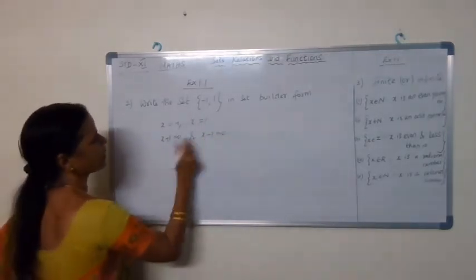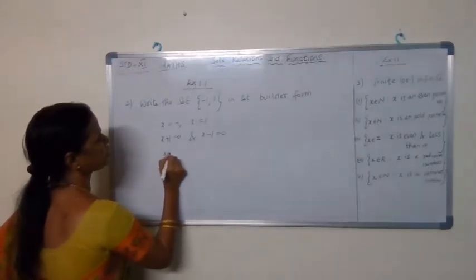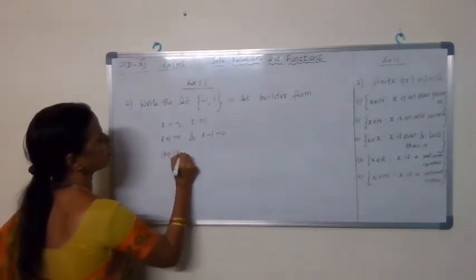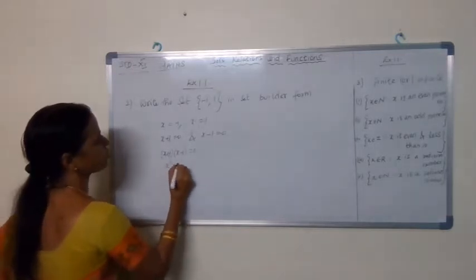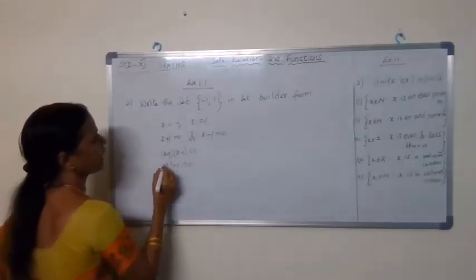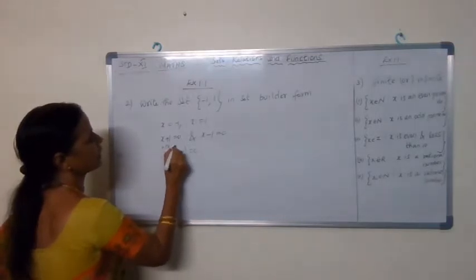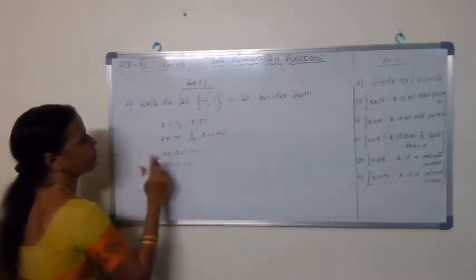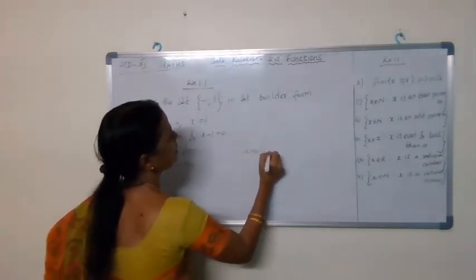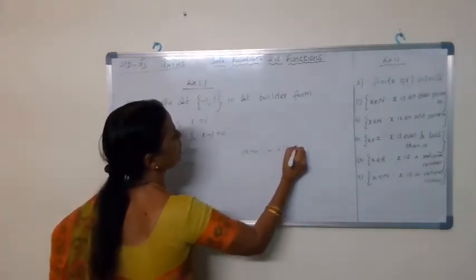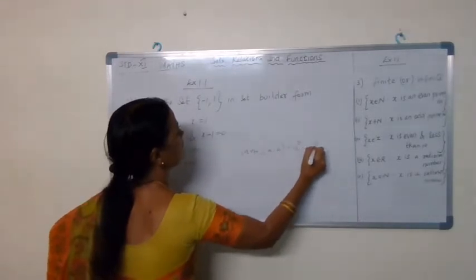Therefore, you combine these two equations: (x + 1) into (x - 1) equal to 0. Therefore, x square minus 1 equal to 0. Because you have it in the form (a + b) into (a - b). What is the formula for (a + b) into (a - b)? (a + b)(a - b) is equal to a square minus b square.